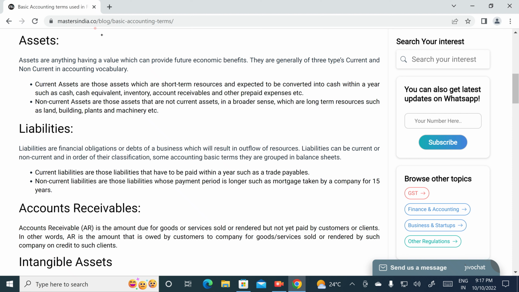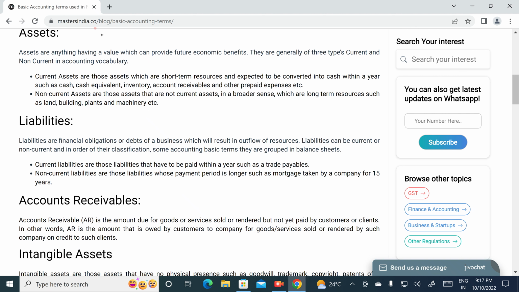And what about the non-current assets? Non-current assets are, yes, long-term resources like land, building, plants and machineries, which cannot be exhausted within a year, which cannot be converted into cash within a year. So it takes a lot of time to convert into cash. It is a sort of permanent asset. It cannot be converted into cash again and again.